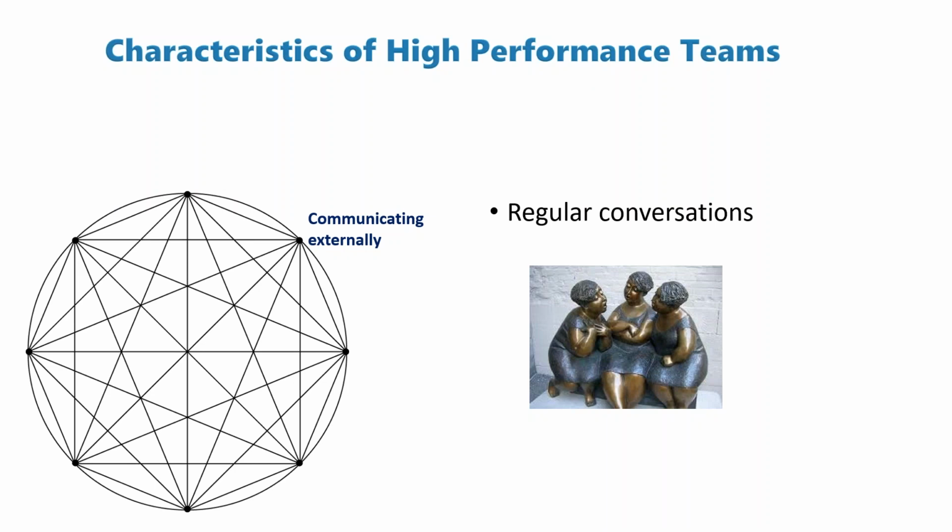The second one on the list is communicating externally. Now, your job is to be, I guess you could call it, and it sounds a bit grand, the roving ambassador for your team. So your job is to actually create good working relationships with other members of the organisation and also with stakeholders outside the organisation.